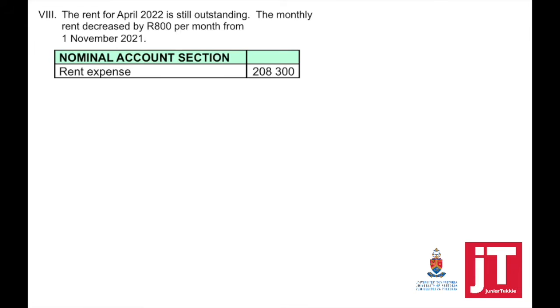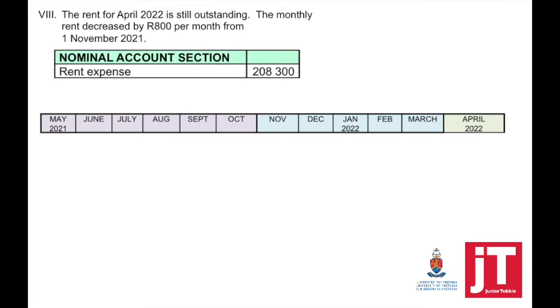So what's the easy part here? Rent is still outstanding. It means it needs to be added to our expense for this accounting period. What makes this difficult is that I cannot just take the amount from the pre-adjustment trial balance and divide it by 11, because the rent for April is still outstanding, to find the monthly rent that needs to be added. Why? Because the monthly rent decreased by 800 from the 1st of November 2021.